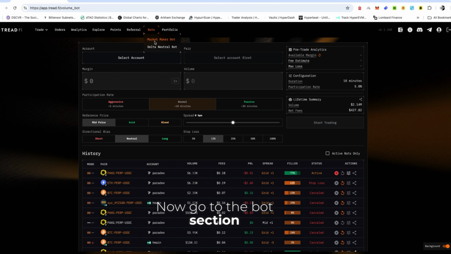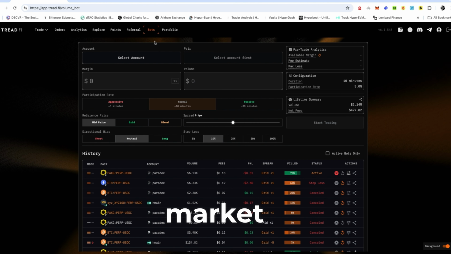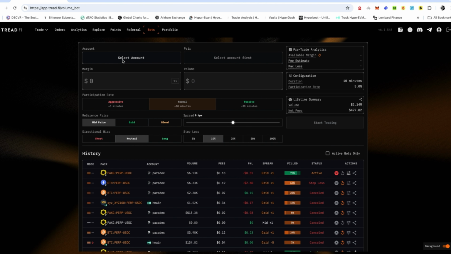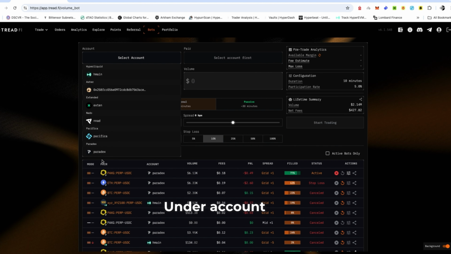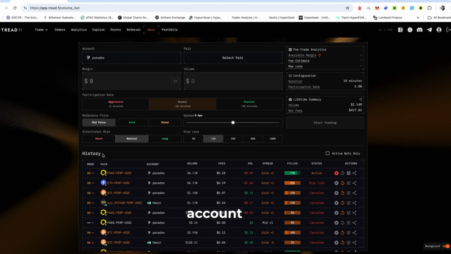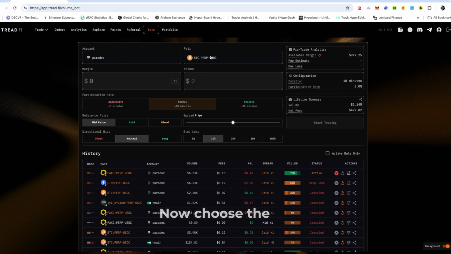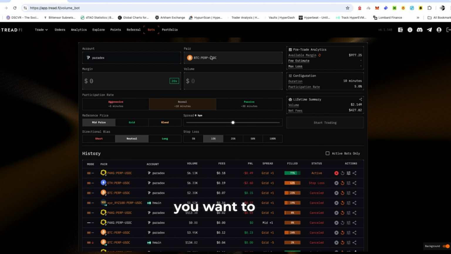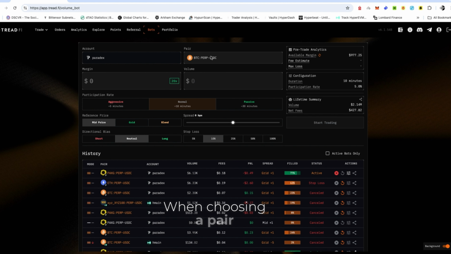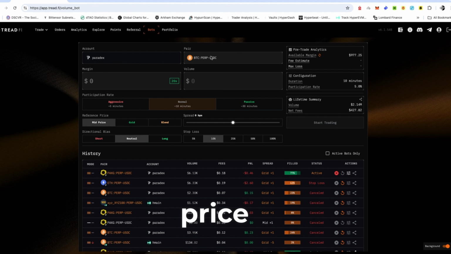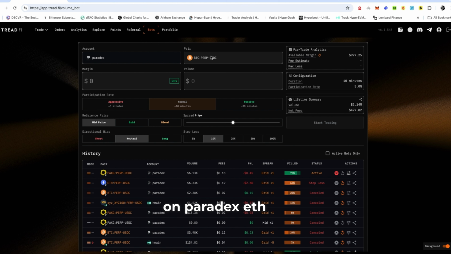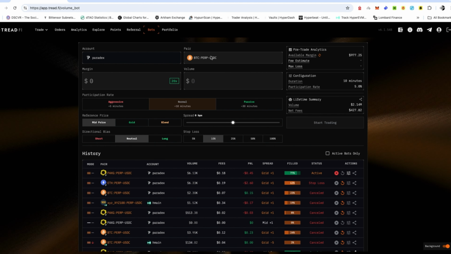Now go to the bot section. Click on Market Maker Bot. Under Account, select your Paradox account. Now choose the pair you want to market make. When choosing a pair, I always look for clear ranging price action. On Paradox, ETH and PAXG usually work well.